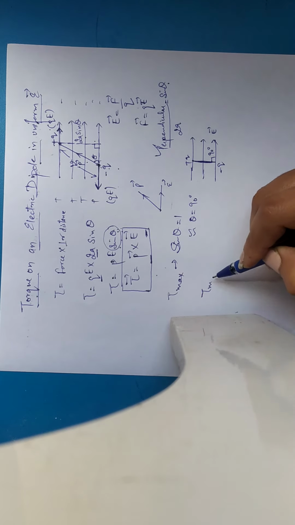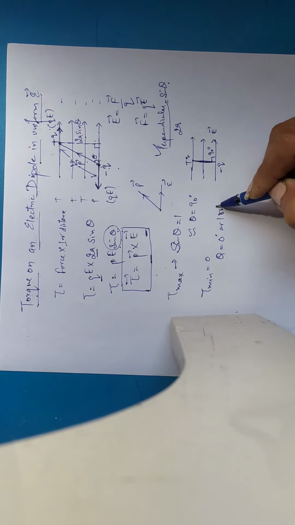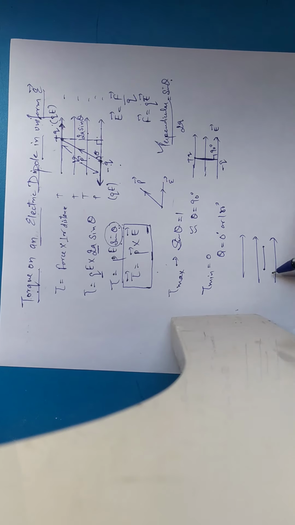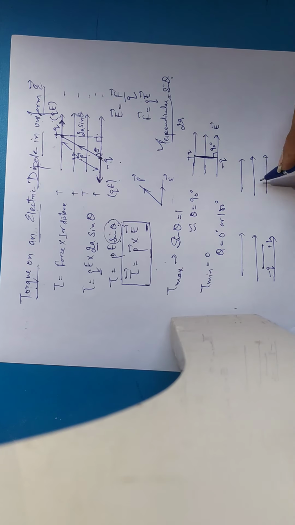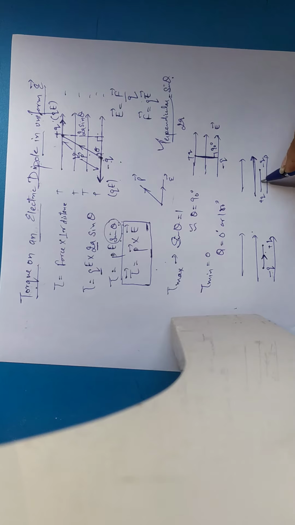And the torque acting will be minimum, that is 0, when theta is 0 degree or 180 degree. So we can show it like this. This is your uniform electric field. Either the dipole can be placed like this, minus q, plus q, or this is the electric field and dipole minus q is here, plus q is here. So here in this case, the dipole moment is in this direction, minus q to plus q. Electric field is in the same direction, so the angle is 0 degree. Here the angle is 180 degree. Electric field is here, but dipole moment is in the opposite direction, so the angle is 180 degree. So this is how we can find the torque.